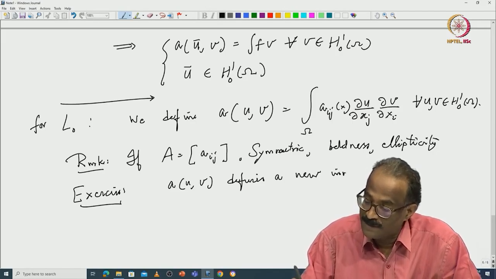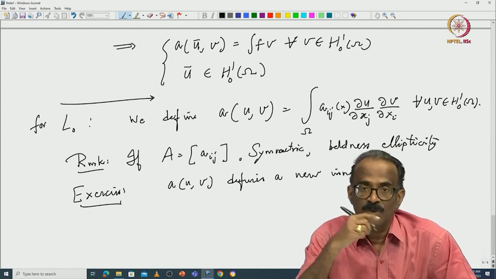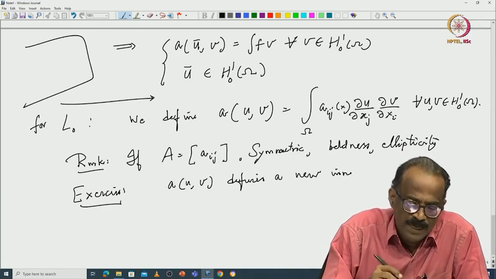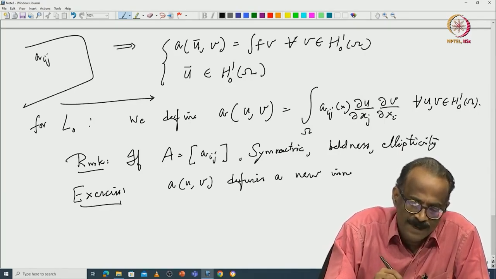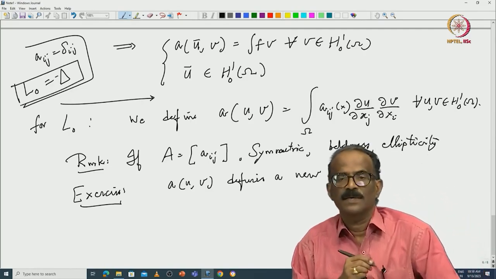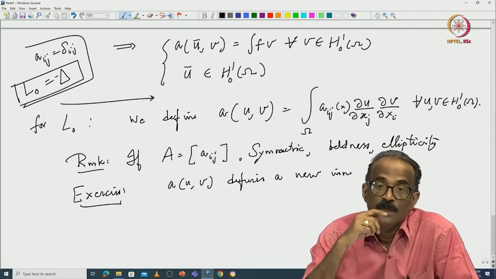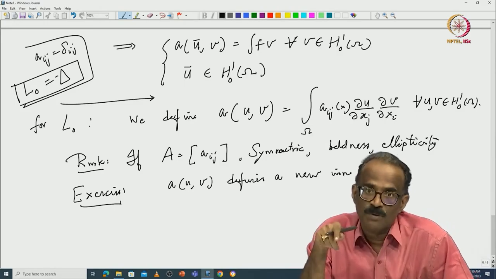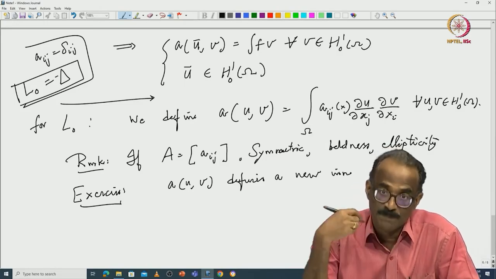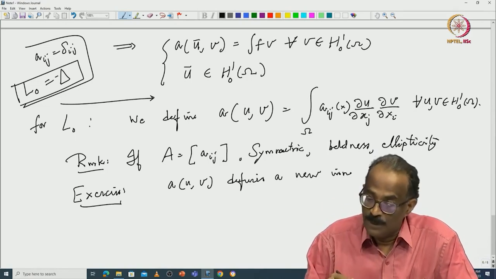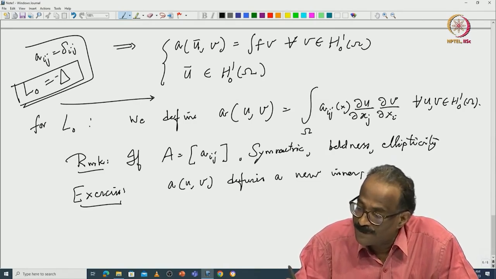The earlier one is for the Laplacian case, because the Laplacian is a special case of Aij. This remark probably I did not make: if Aij is equal to delta ij, you get L naught equal to the Laplacian. So the Laplacian is a special case of L naught. When you have the Laplacian, it is the same inner product of H1 of omega. So it is an immediate application of your Riesz representation theorem.